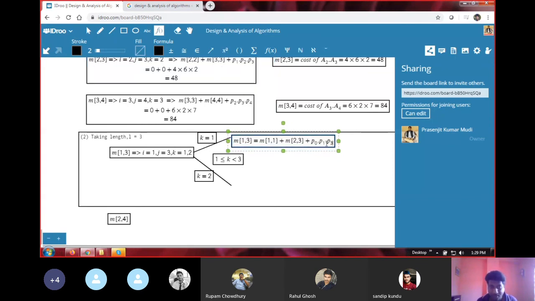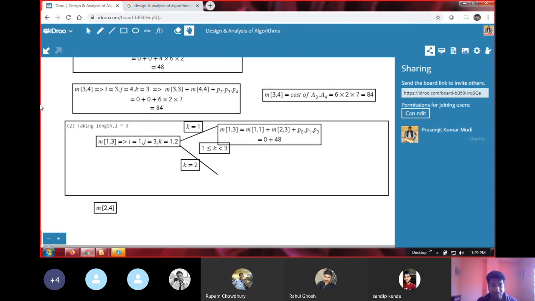Okay, so in the next line you can write that m1,1 equals 0 plus m2,3, which has already been calculated. Here you can see m2,3 is 48. So here you put that value. A value which is already present in the table is being used here. That's why we were taking the bookkeeping record, that is the table. Okay, so 48 plus p0.